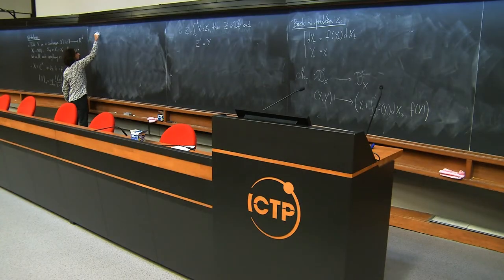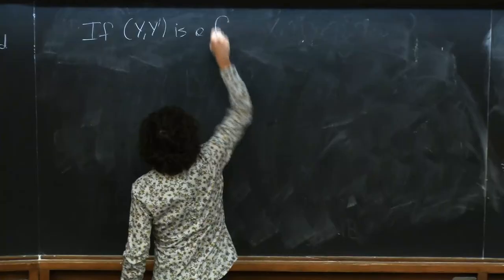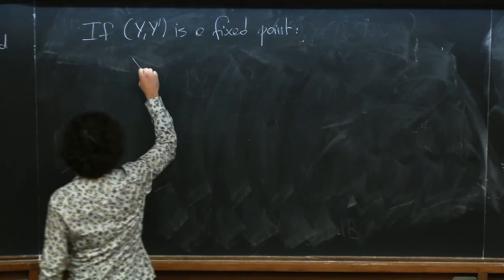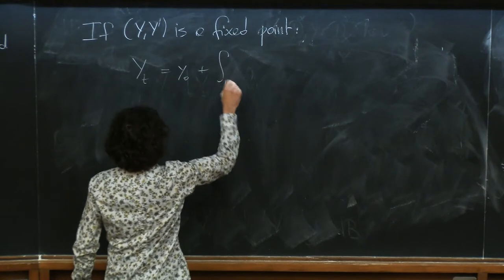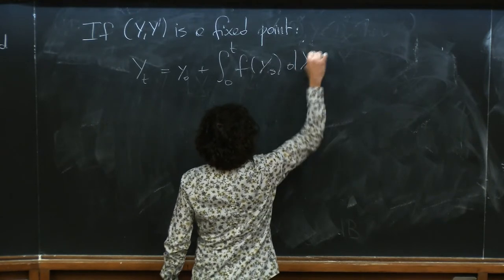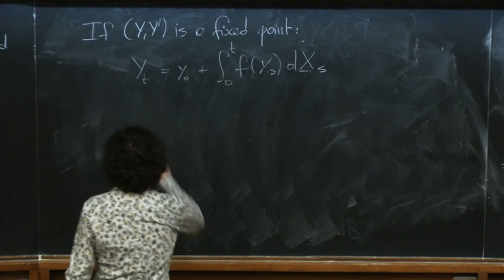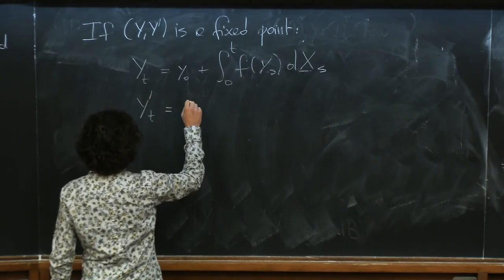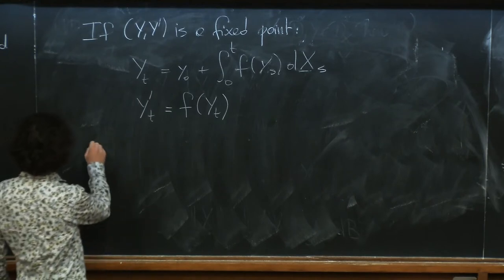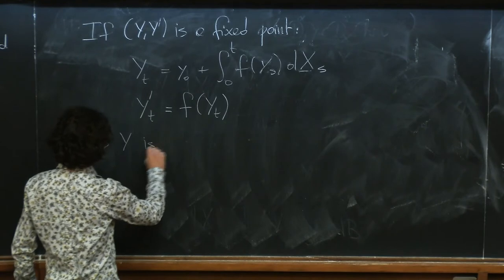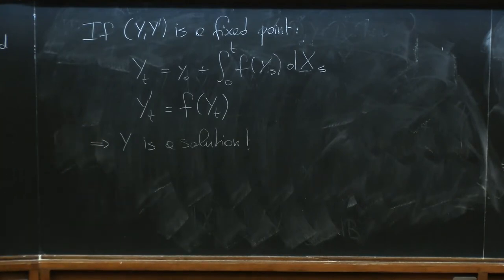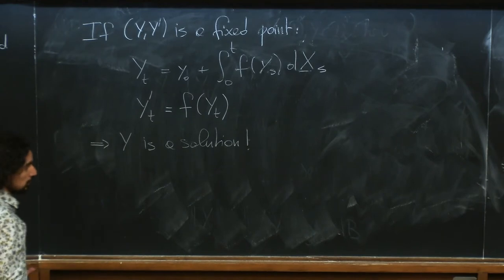So if y, y prime is a fixed point, what we would have is that y of t is equal to y0 plus this integral and y prime. Exactly what we want. So what we have to do is to set up a fixed point argument.